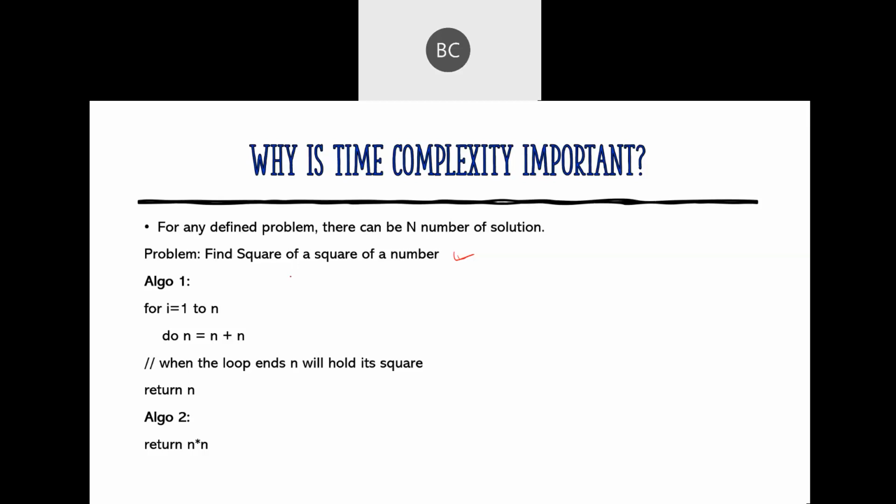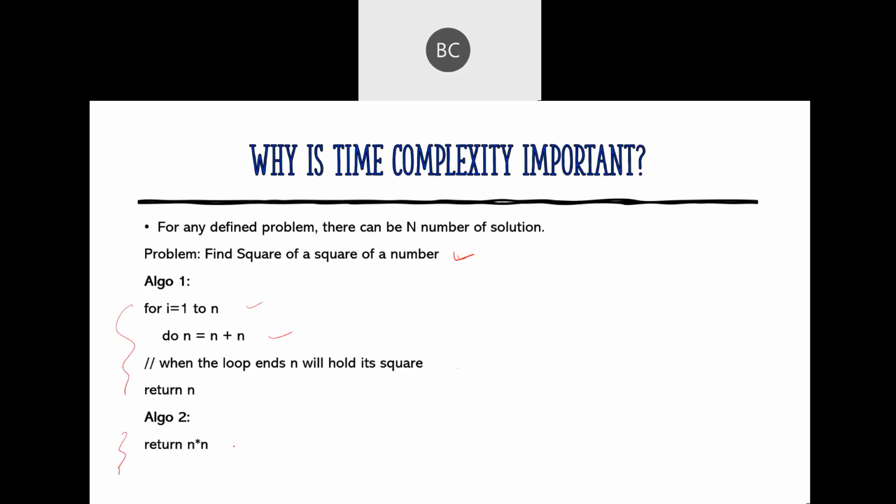Okay, so here are two examples where you need to find the square of a number. The first algorithm is taking a blind approach. It's using a for loop, and then it's just doing n equal to n plus n. When the loop ends, n will hold the square. So this is one algorithm.